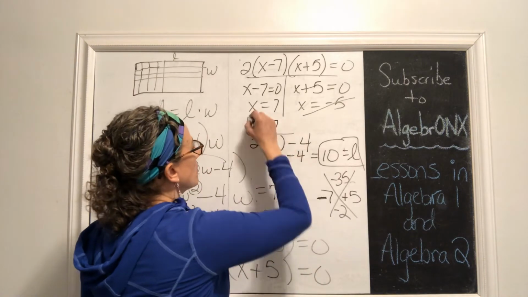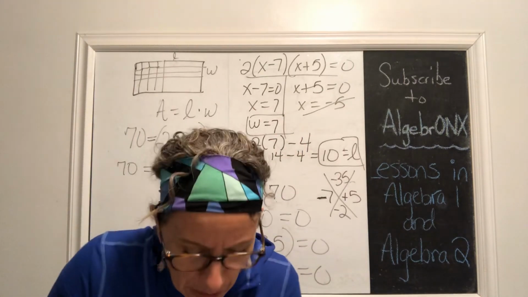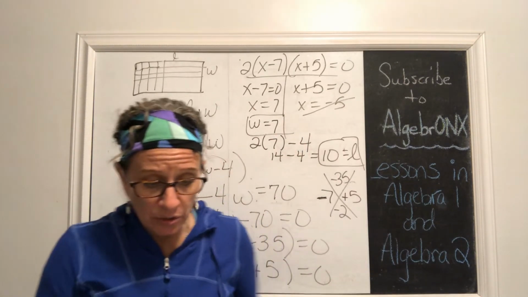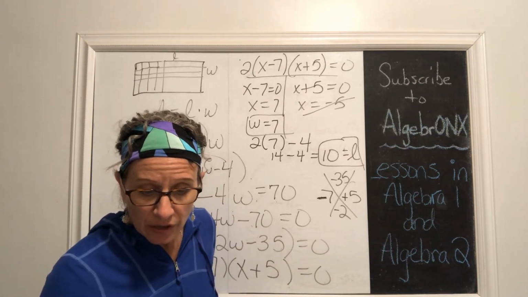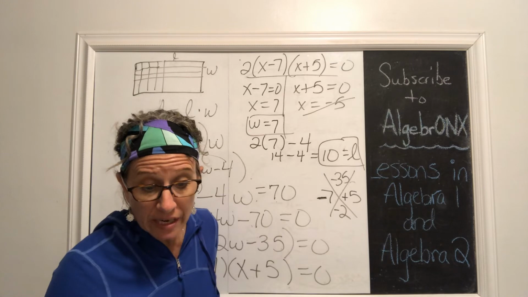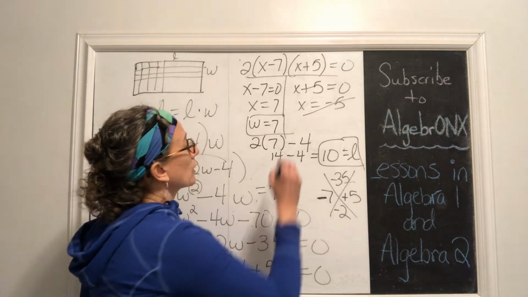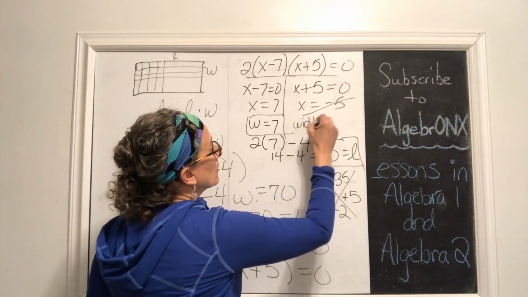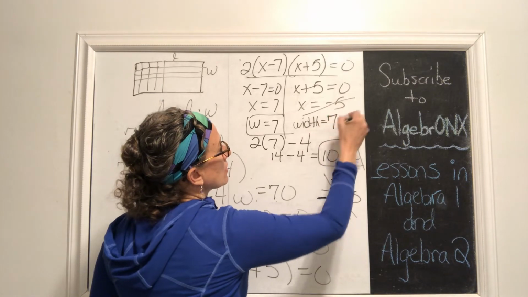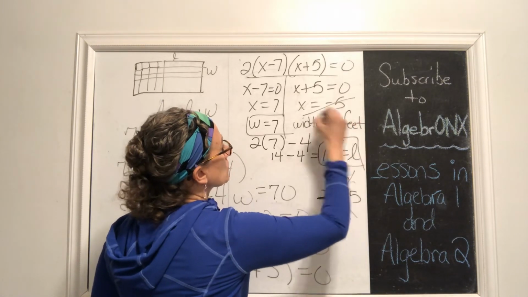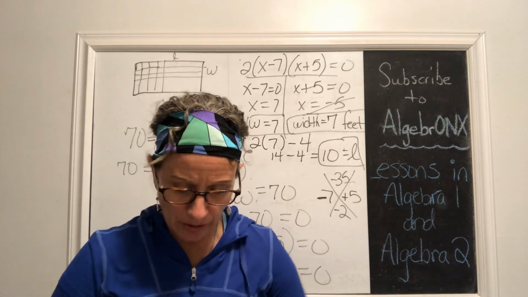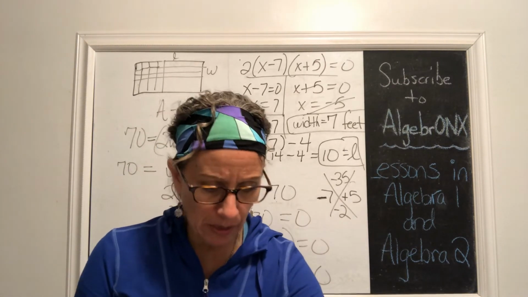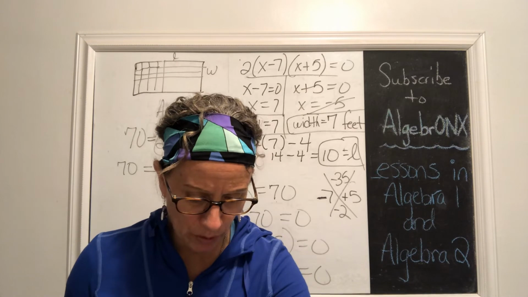My width is 7. And my given dimensions are in feet, so you have to answer in feet. So we're going to answer, find the width of the rectangle algebraically. It only asks for the width. The width equals 7 feet. You always want to put the dimensions in if the problem gives the dimensions. Okay, and you're done.